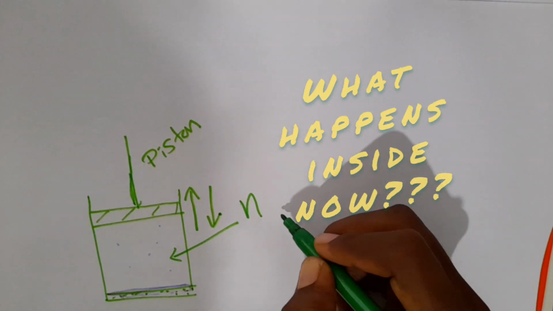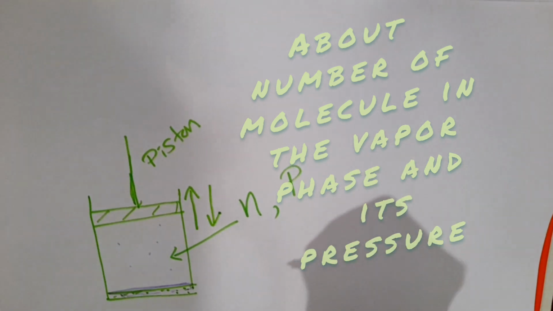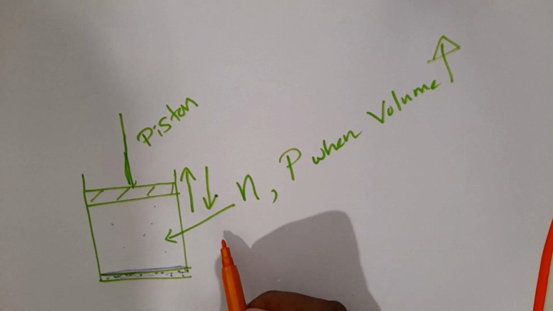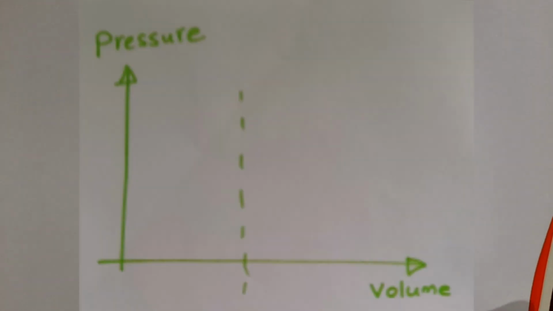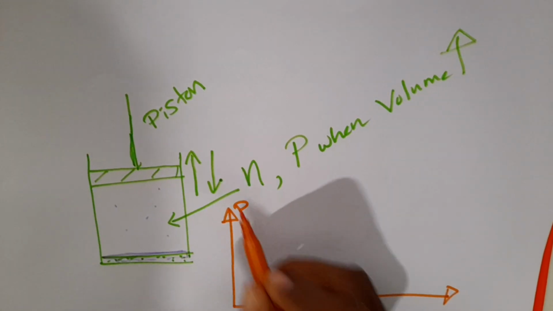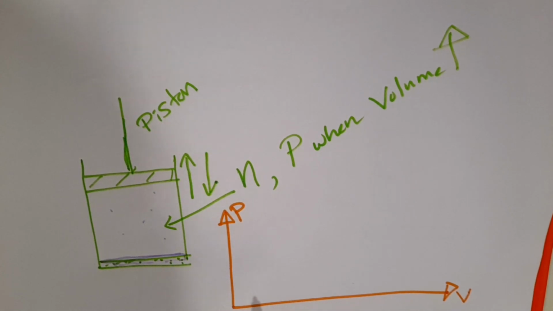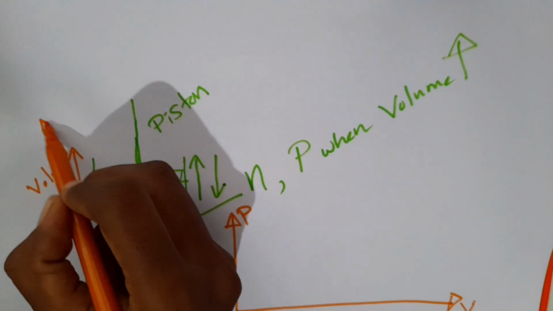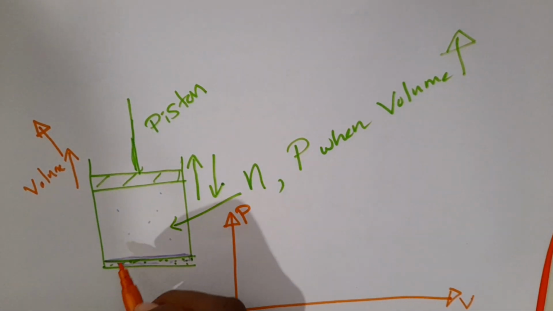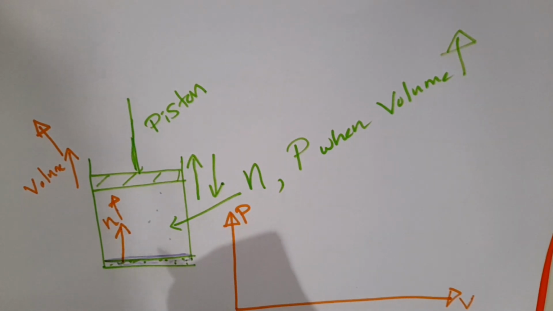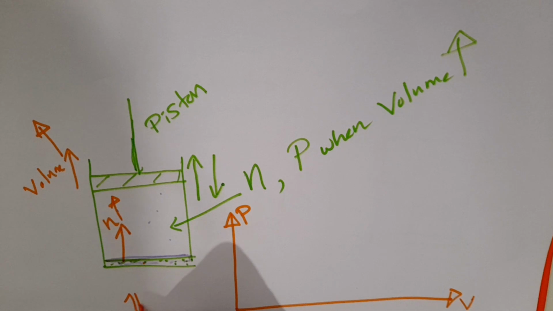I am asking about the number of molecules in the vapor phase and the pressure of the vapor phase. After that, suggest the way this graph can be plotted. Volume is increasing, and then what happens to the pressure inside this? Now see this. It is an important fact. Here, when we increase the volume, the number of molecules which can be inserted into the vapor phase is also increasing. Then what happens?